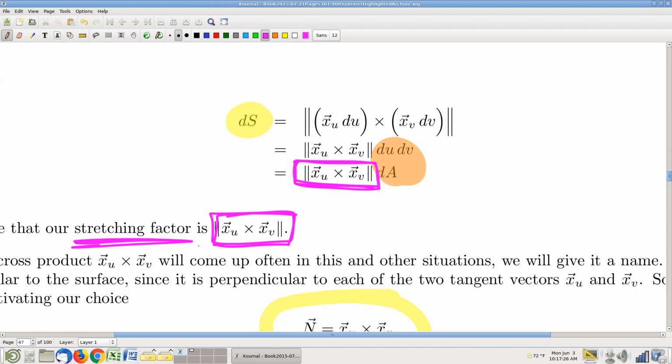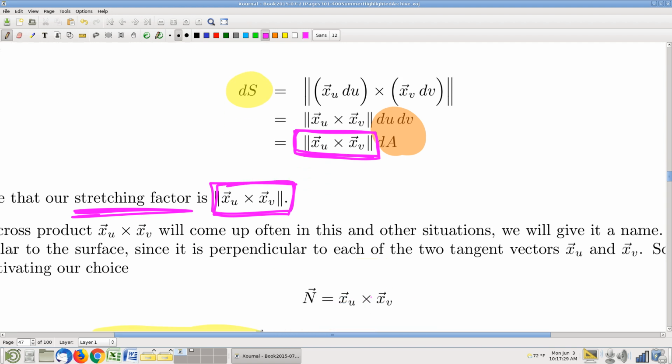Okay. All right, now for convenience, it's going to turn out, not only here but in other situations, that this vector whose magnitude is our stretching factor is going to end up being really useful in other places, which we'll see tomorrow, actually. Anyway, for convenience, I'm going to give this a name, and this is reasonably standard. We're going to call this capital N. So henceforth, I'm going to use capital N to represent exactly that: the cross product of the partials of a parametrized surface.